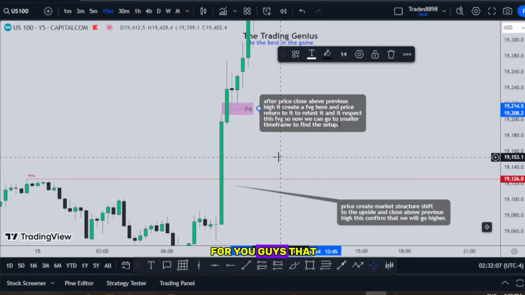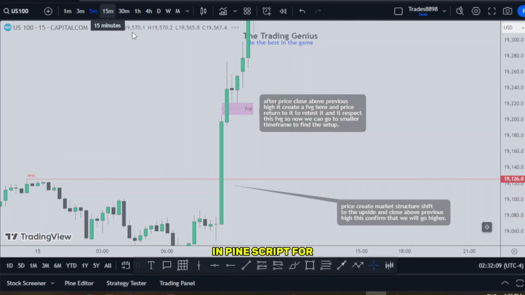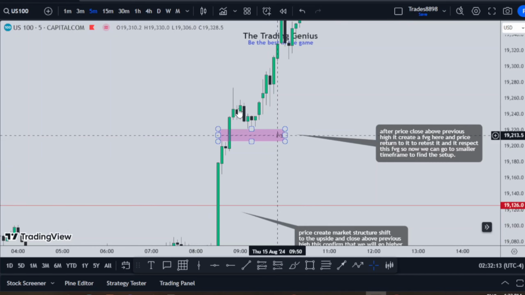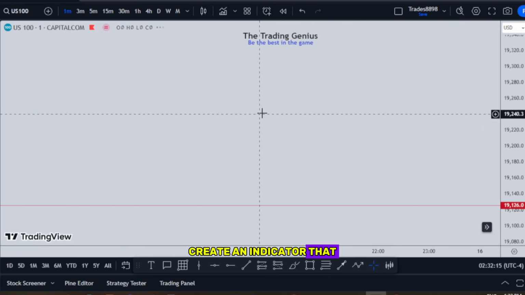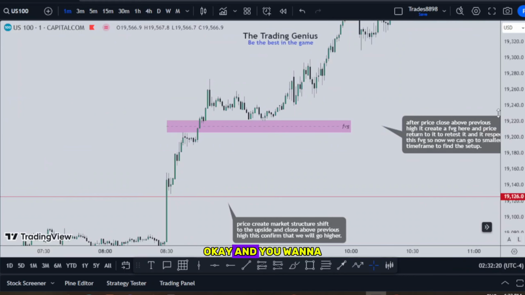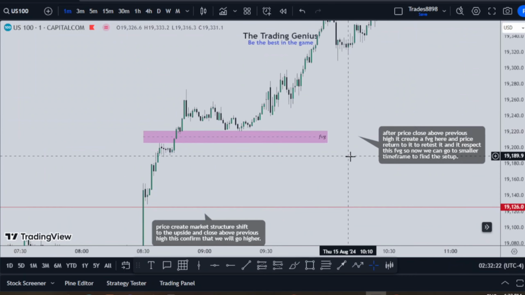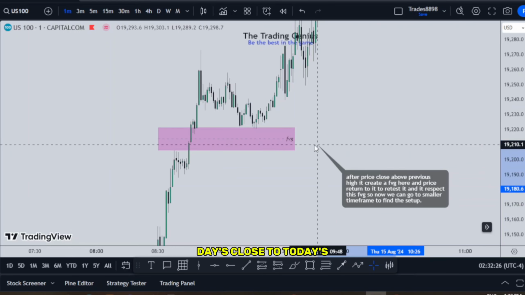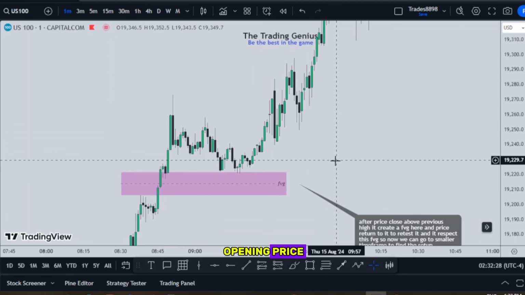and this is something for you guys that like to make indicators in PineScript for TradingView, here's a challenge for you. Ready? Create an indicator that plots a cumulative line. Okay? And you want to plot it by measuring the rate of change between previous day's close to today's opening price.